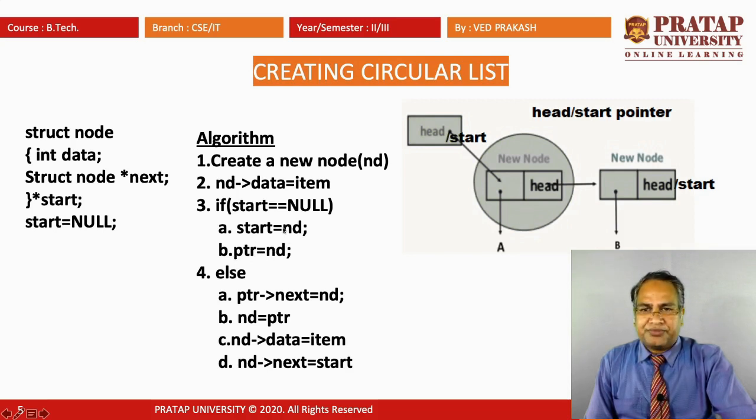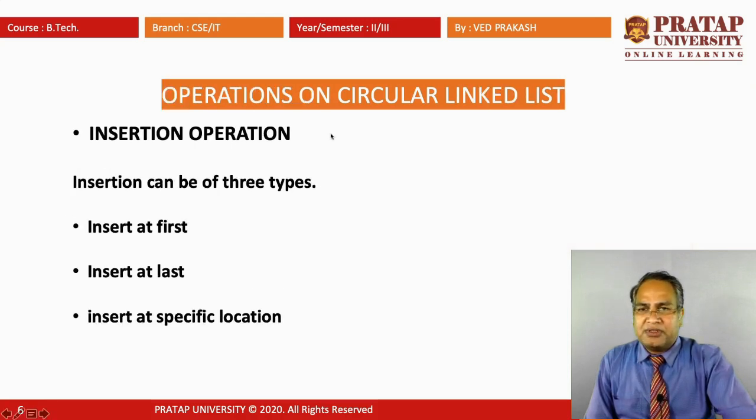If our circular linked list is not empty, it means that elements already exist, then in such a case we proceed through each element using the pointer variable. PTR next is assigned to the newly created node, and the newly created node's pointer is set with PTR, and the newly created node's data is set with item, and the next part or next pointer of the newly created node is set with start.